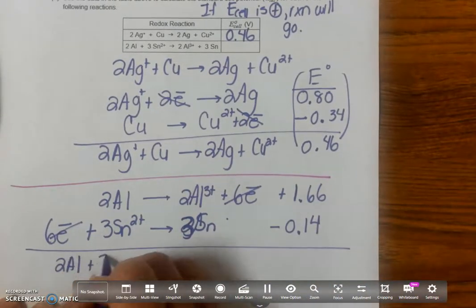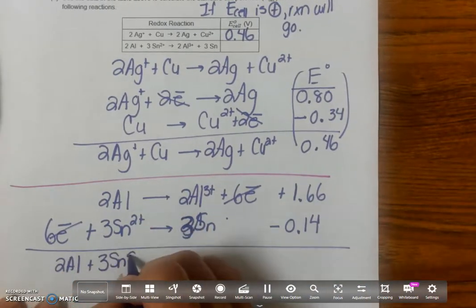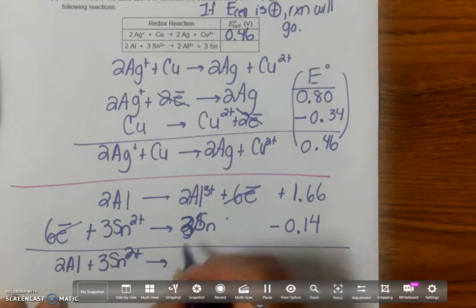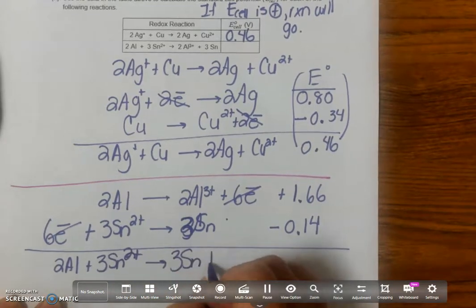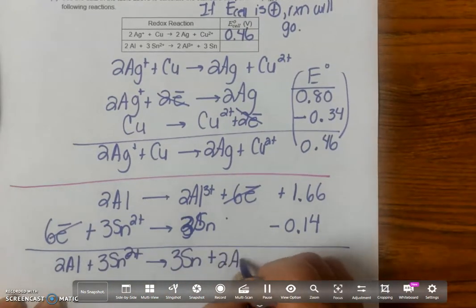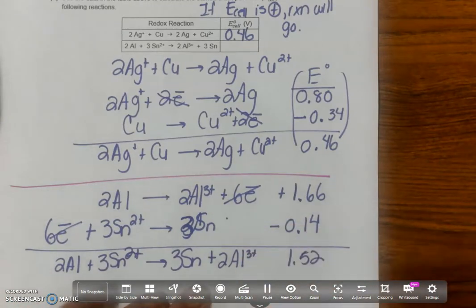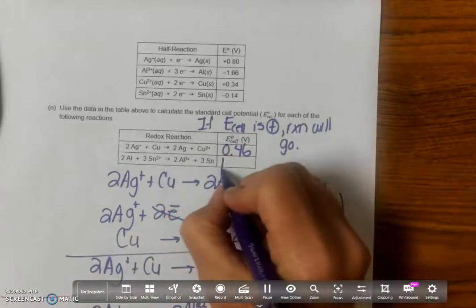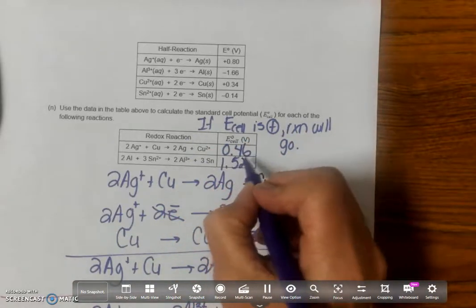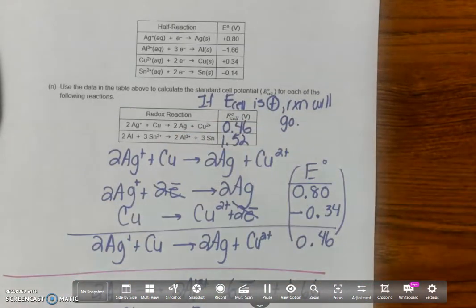I add all this together. I get 2 Al plus 3 Sn2+ goes to 3 Sn plus 2 Al3+, and this value turns out to be 1.52 volts. So both of these are positive, which means both of them are going to proceed, and they are thermodynamically favorable.